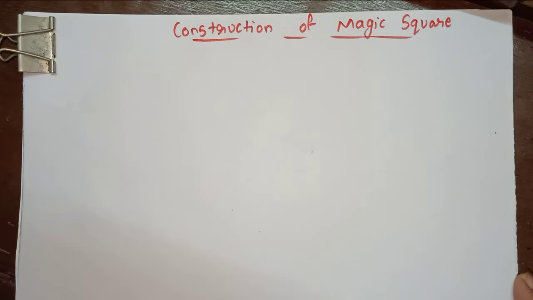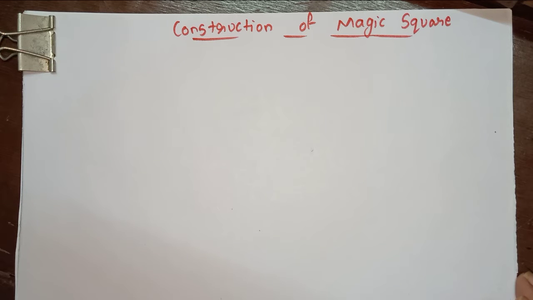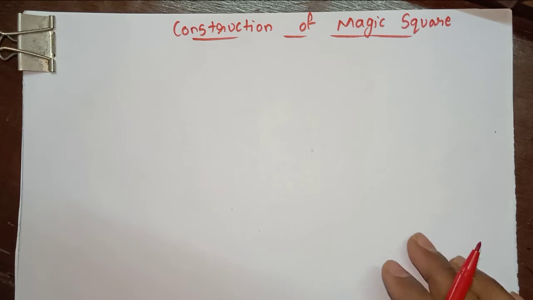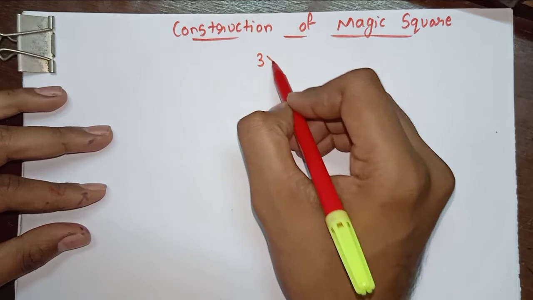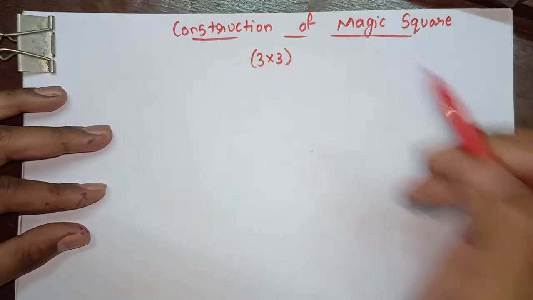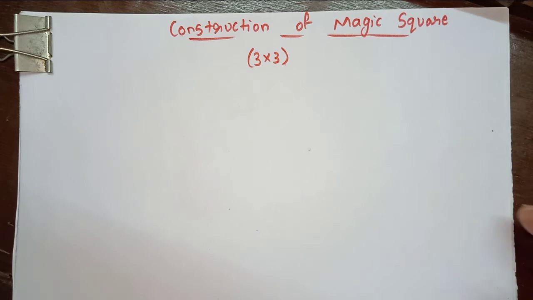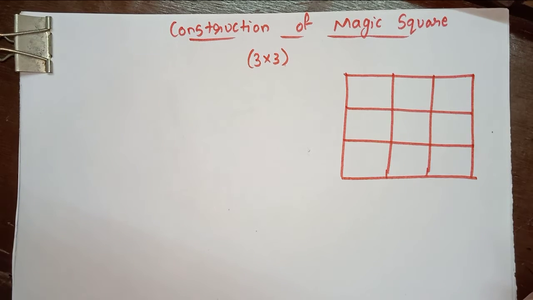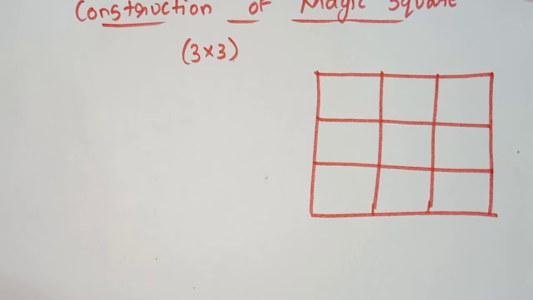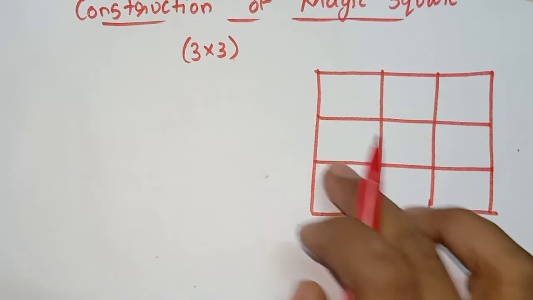So after knowing the concept of magic squares, now we will see how to construct a magic square. First of all, we will start with the standard 3 by 3 magic square. A 3 by 3 magic square means a magic square that has 9 boxes. So here I will draw a square with 9 boxes. Here I have drawn a magic square with 9 boxes, and it is known as a 3 by 3 magic square. Now we want to put in the numbers here.